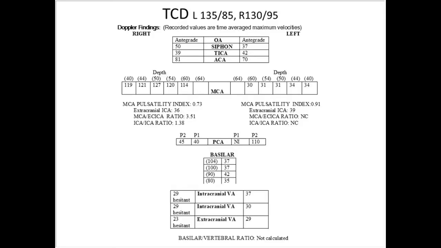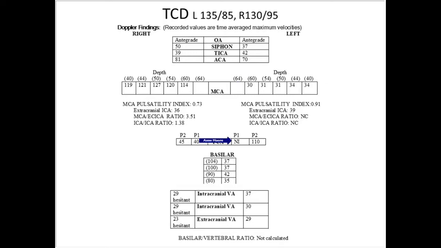So her TCD demonstrated elevations in the bilateral ACAs as well as in her right MCA. We see velocities of 127. Noting the left MCA, we see low velocities, and because these were complex collaterals, we felt that the MCA was occluded.